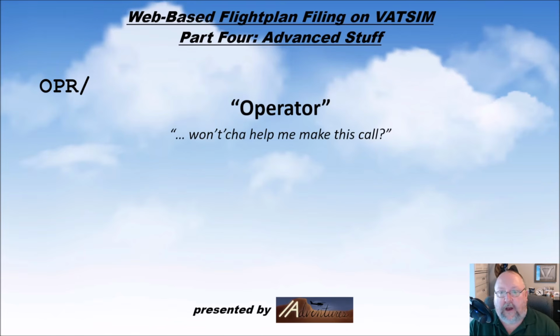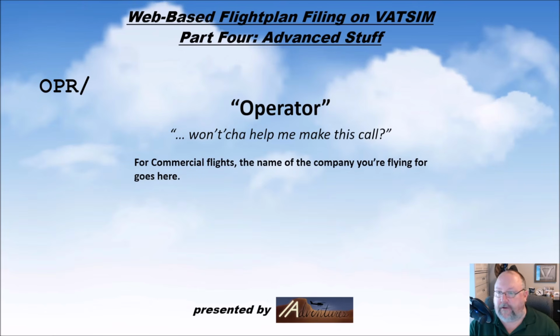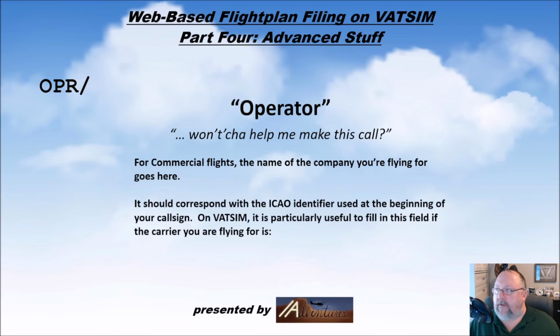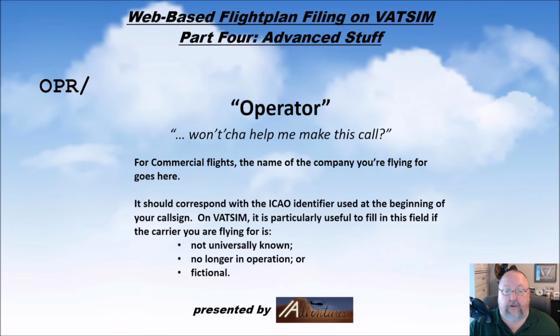OPR, this stands for operator, and it's basically just the name of the company that you're flying for. And again, similar to what we did earlier with the RTF, the radio telephony, really it's going to correspond with the ICAO identifier that you used at the beginning of your call sign, but sometimes it is helpful to fill this in if it's a company that's not universally known, or it's no longer in operation, or it's fictional.